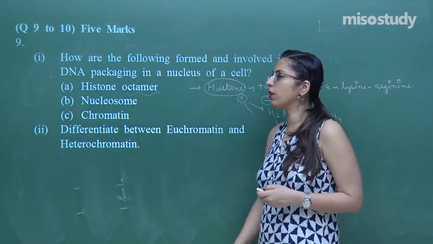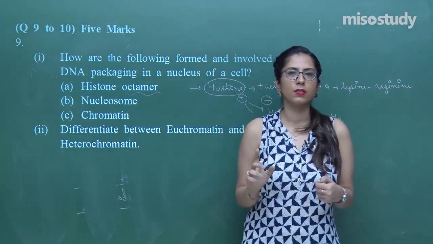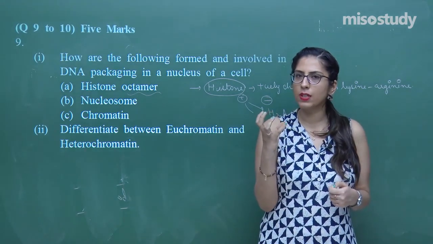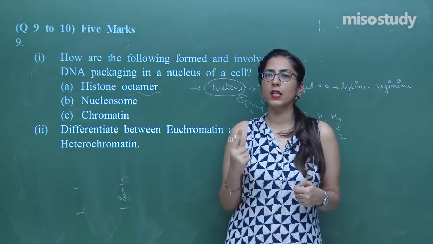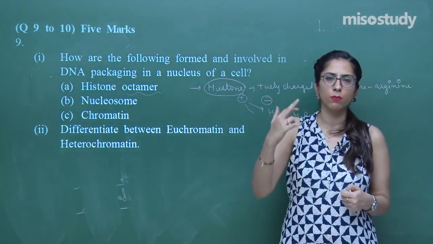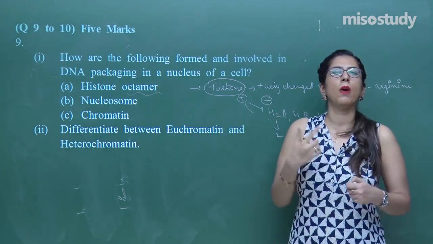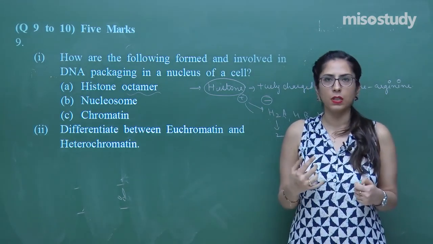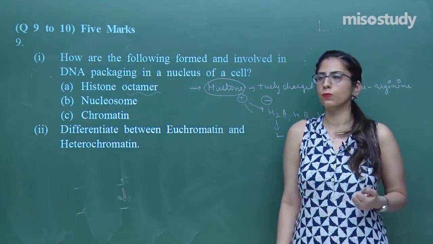Now, let's look at the nucleosome. When we look at the nucleosome, I hope you remember the session when I discussed the packaging of DNA. Nucleosome is that in which the DNA is wrapped around, and around 200 nucleotides of the DNA are wrapped around. In the nucleosome, there are histone octamers which are bound by the DNA sequence, and they form what is called a nucleosome.